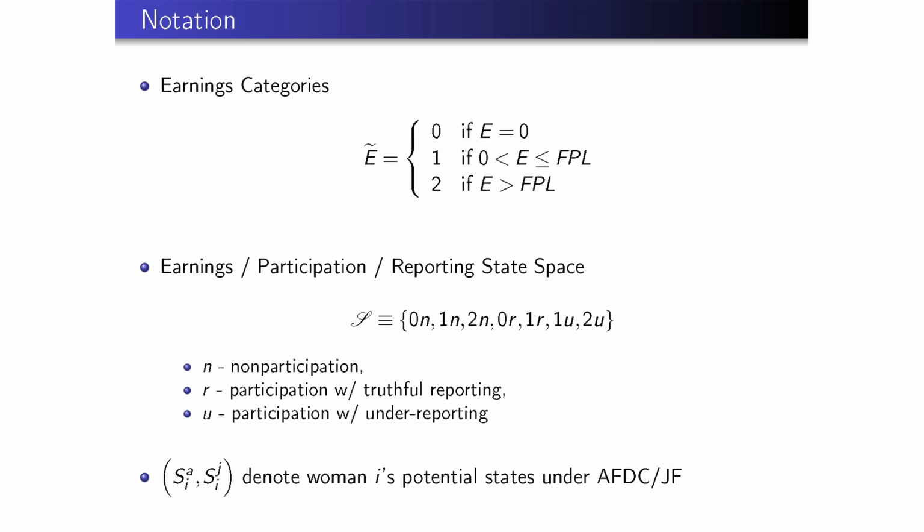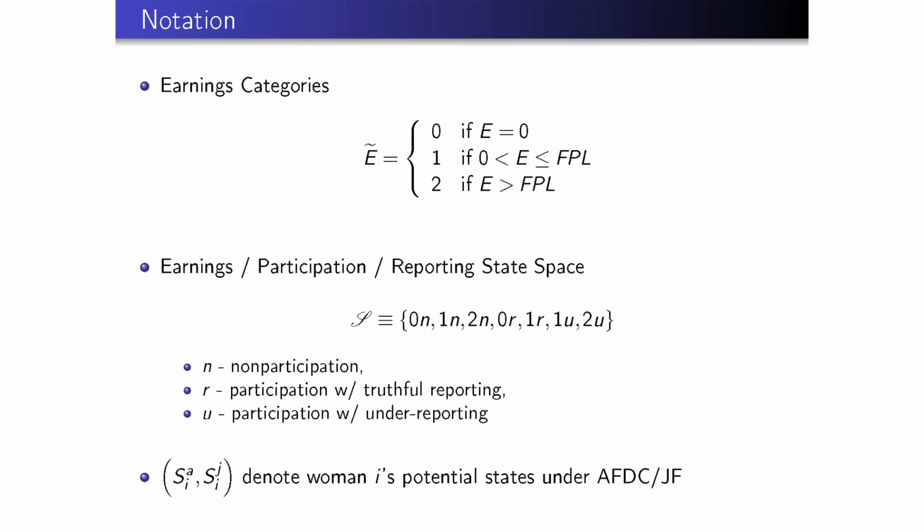So the possible choices are 0N, I don't work and I don't participate in welfare; I work but earn below the federal poverty line and don't participate in welfare; I earn above the federal poverty line and don't participate in welfare; I don't work and I participate in welfare; I work but below the federal poverty line, I participate in welfare and I truthfully report my earnings; I work below the poverty line and I underreport my earnings; and I work above the federal poverty line and I underreport my earnings. I cannot truthfully report my earnings if I am working above the federal poverty line and remain on welfare because of the eligibility rules. Okay, I'm sorry that took so long to say.